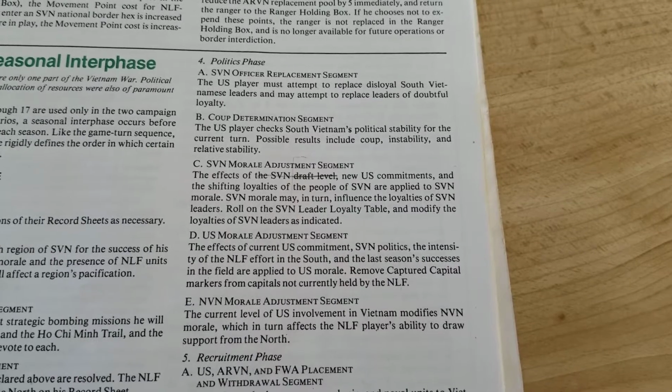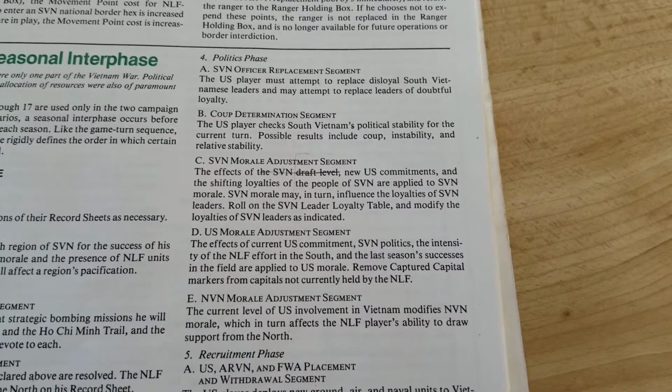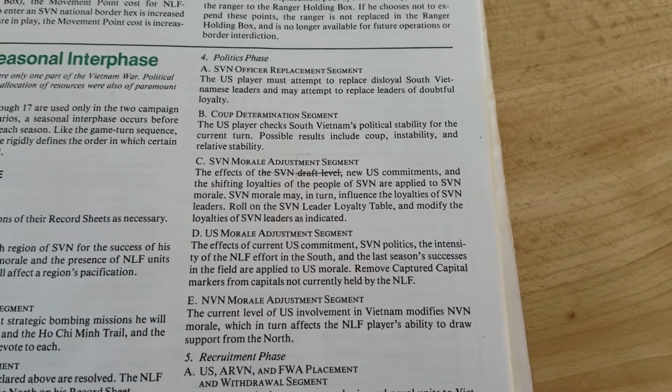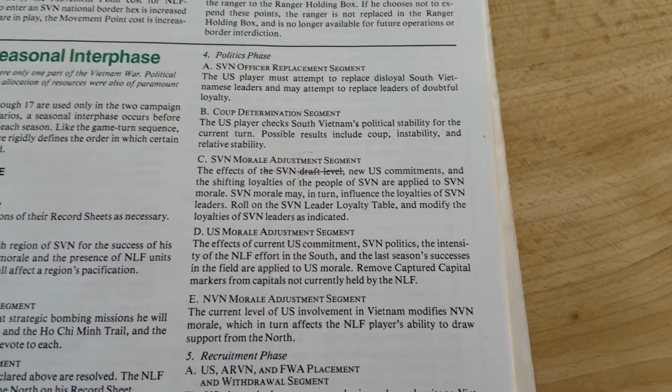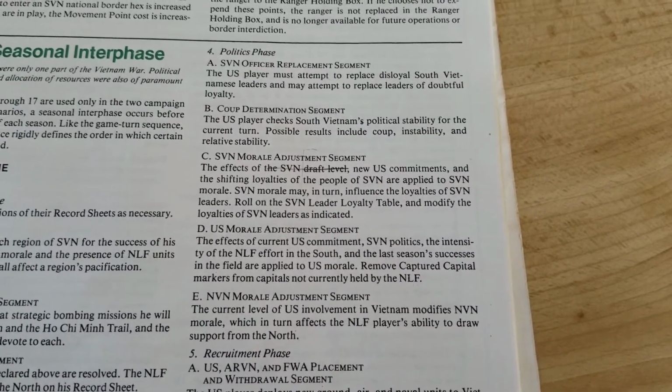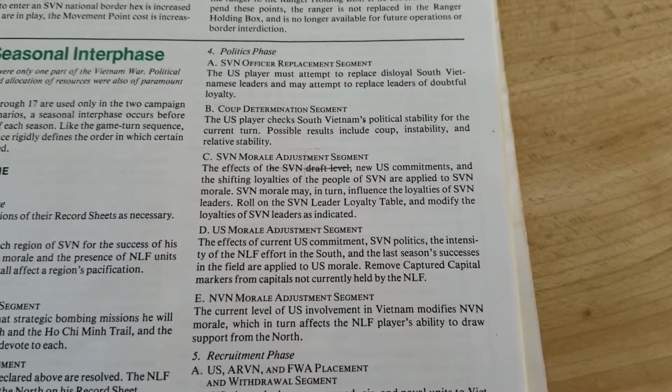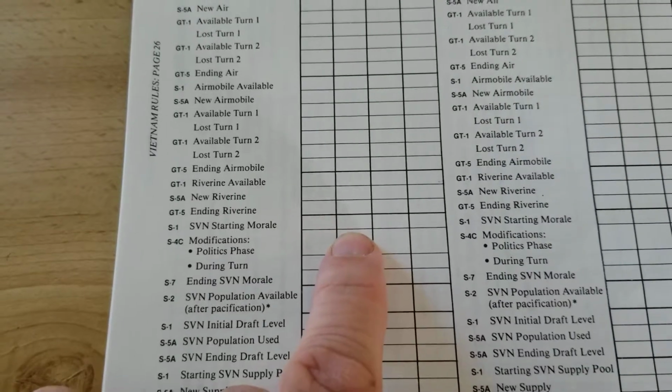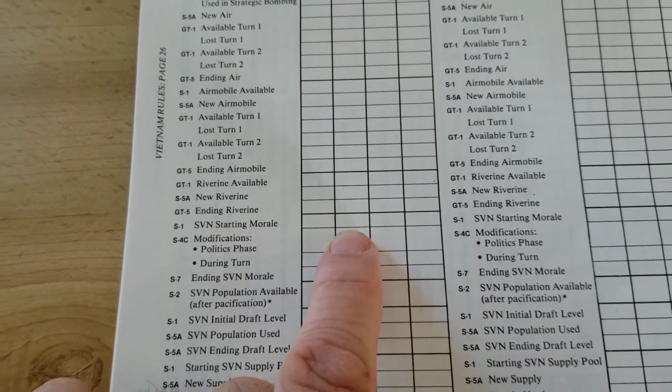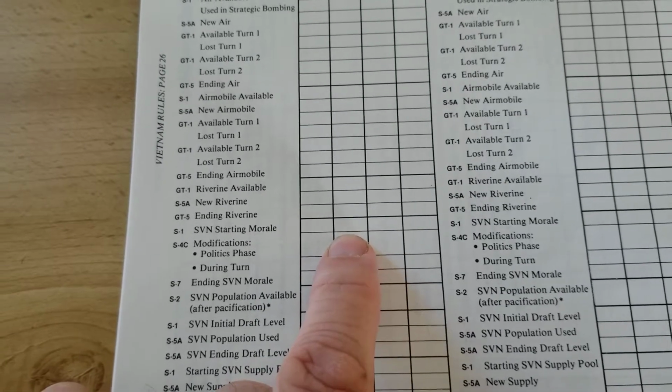In episode 3 we did the first half of the politics phase, which covers South Vietnamese officer replacement and coup determination. Now we're going to start with South Vietnamese morale adjustment. The South Vietnamese morale starts at 65 and it is recorded here.